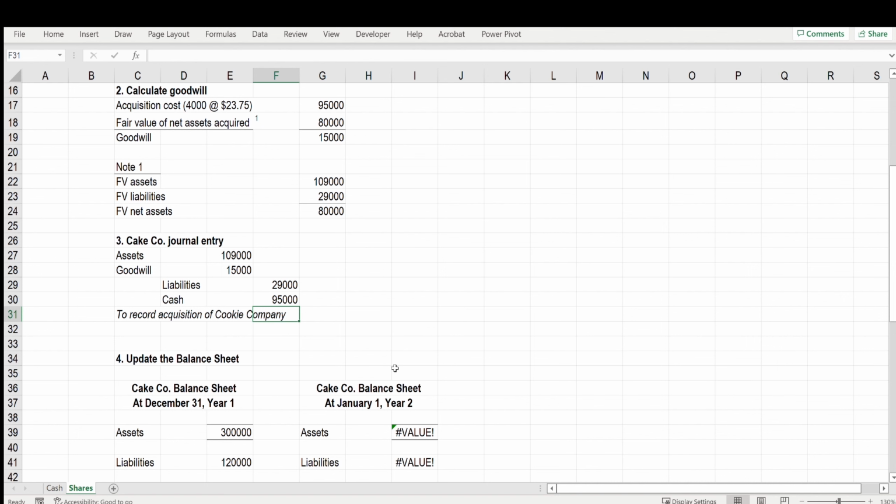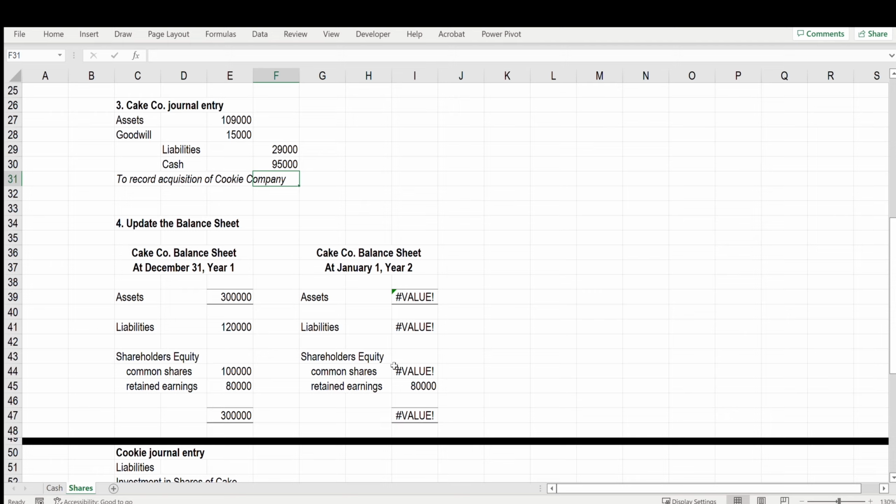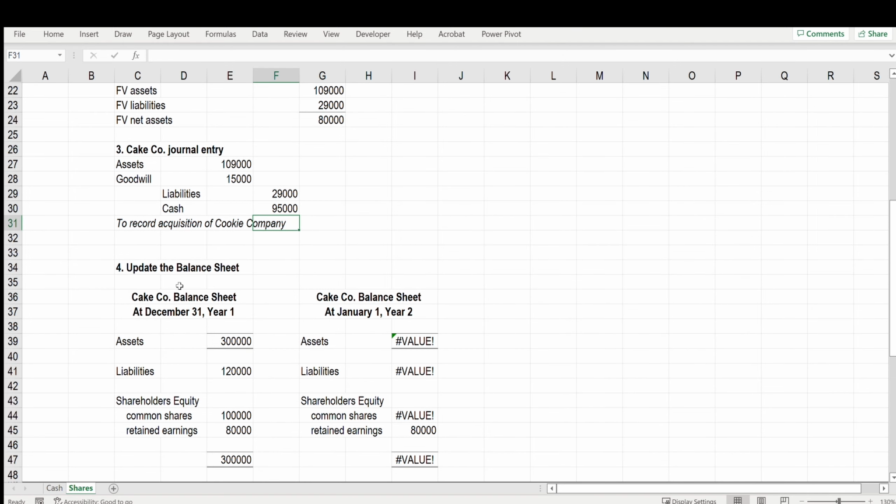However, now we're going to see something different when we come down to the balance sheet for Cake Company, or the acquirer. So on the left is the balance sheet, which is the same as we did in the previous example: $300,000 of assets, liabilities $120,000, and common shares and retained earnings $100,000, $80,000 respectively, and it balances out. But now the balance sheet is going to look a little bit different when it comes to a share purchase.